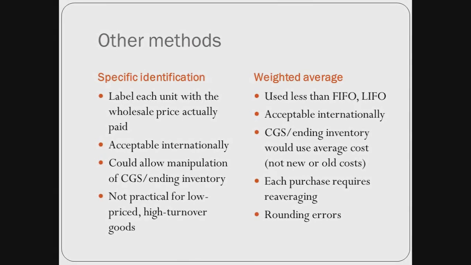It tends not to be a method used that often, particularly if you have low-priced, high-sale items. It's just easier to use a strategy like LIFO, FIFO, and weighted average. And it's possible to manipulate your cost of goods sold and maybe lower cost of goods sold by selecting units that you purchased at a lower price. So it's probably not as highly used as the other methods.